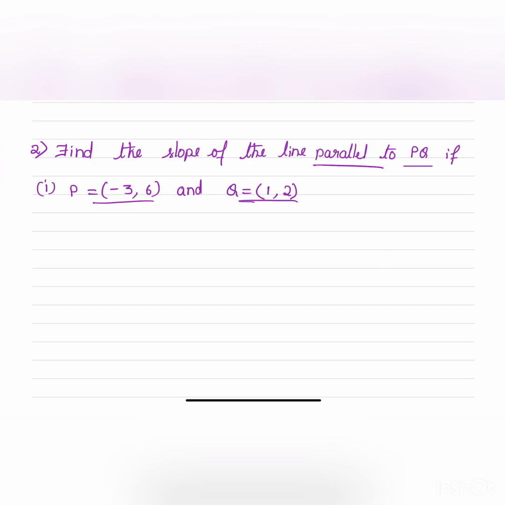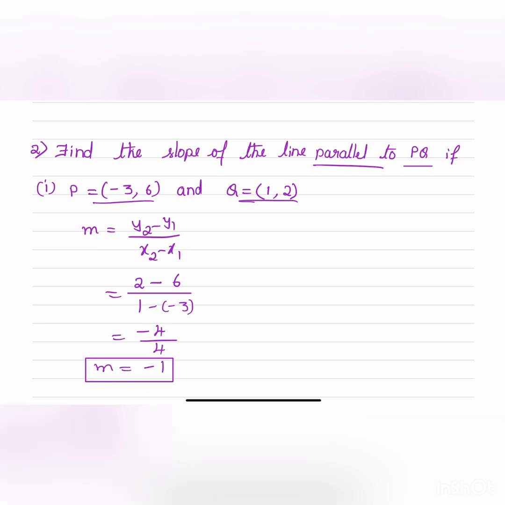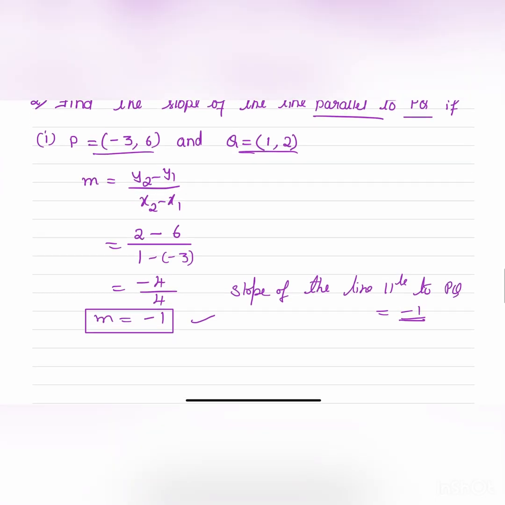Let us take a look at the slope. That is m is equal to y2 minus y1 by x2 minus x1. Now in this case y2 is 2, minus y1 is 6, divided by x2 is 1 minus of minus 3. Now this is minus 4 divided by 4. So that is equal to minus 1. m is minus 1. Hence the slope of the line parallel to PQ is equal to minus 1. Let us take a look at the next.